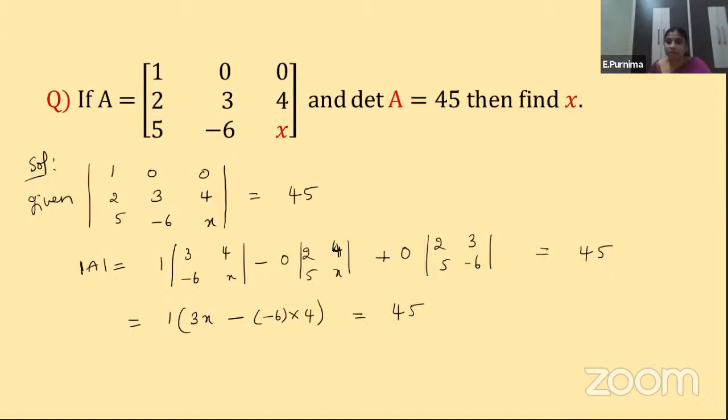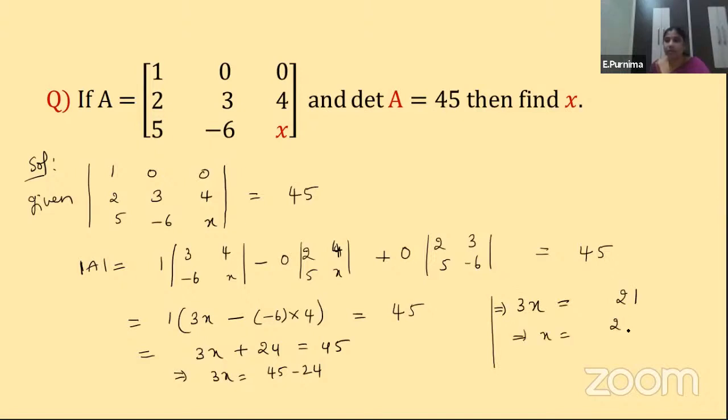I'm not doing this because anyway this is 0 only. So 3x, minus into minus is plus, 6 4s are 24, is equal to how much? 45. So 3x is equal to how much? 45 minus 24. Okay, 3x is equal to 45 minus 24. 5 minus 4 is 1, 4 minus 2 is 2. This implies x is equal to 21 by 3, which is nothing but 3 sevens are 21.